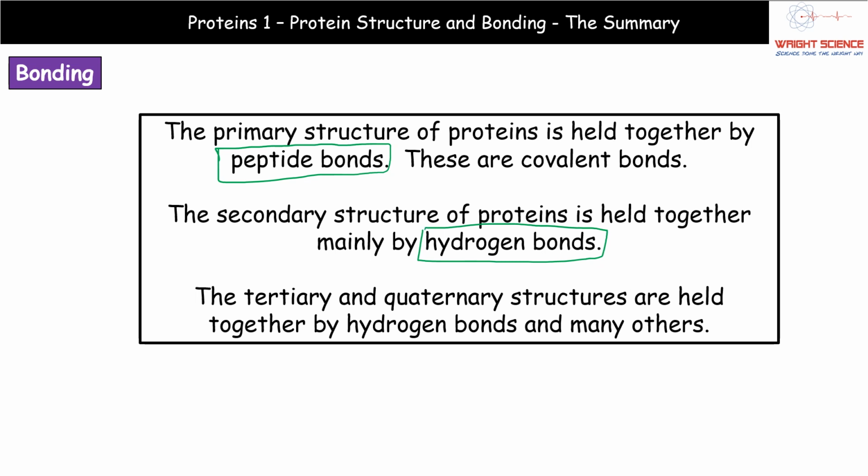Then when we come up to the tertiary and quaternary structures, this is going to be hydrogen bonds again, but also other types of bonding. And the other types of bonding, I know it sounds like I'm being just really quite vague at this point. That is deliberate. It's not just that I don't know what it is. That's all because it comes down to what amino acids are actually present. Because depending on what amino acids we have present, that determines what kind of bonding we will see within our tertiary and quaternary structures.